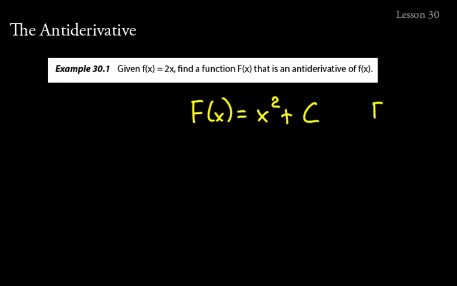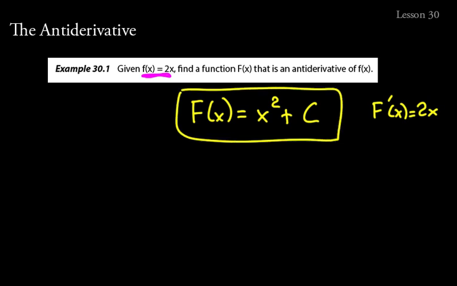What does capital F prime of x equal? Well, the derivative of x squared is 2x. The derivative of a constant is 0. F prime of x equals 2x. That got us back to f of x. So that's the right choice. We made the right educated guess there.